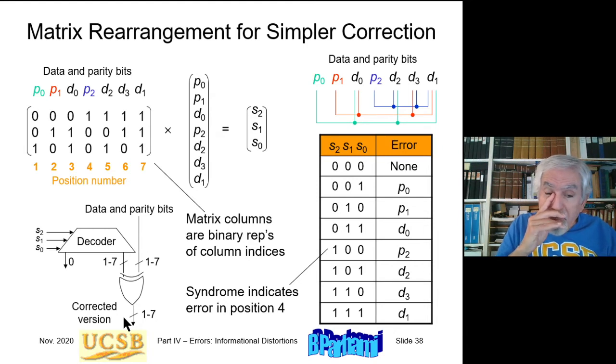So this is a very simple error correcting circuit. It's just a decoder. You decode the syndrome, and then one output of the decoder, if it's 1, tells you that everything is okay. If any other output is equal to 1, it automatically causes the correction of the appropriate bit.